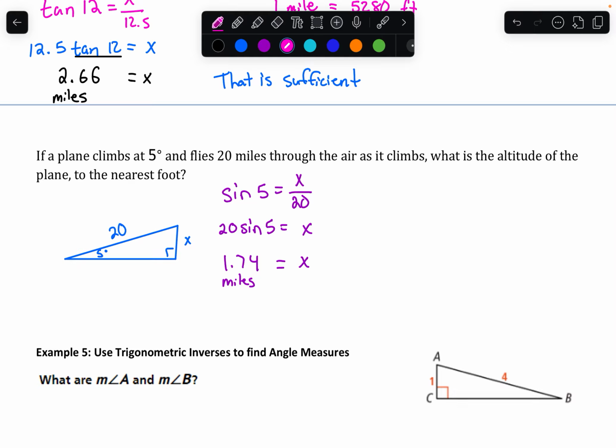So just like before, just as a separate extra little thing to remind you about in this section, I am going to use my conversion factor. So 1.74 miles times 5,280 feet in each mile gives us 9,204 feet of altitude for that plane. We're going to work with a lot of different problems where we're setting up the diagram, and we might be using the sine, the cosine, or the tangent to find the information that we need.